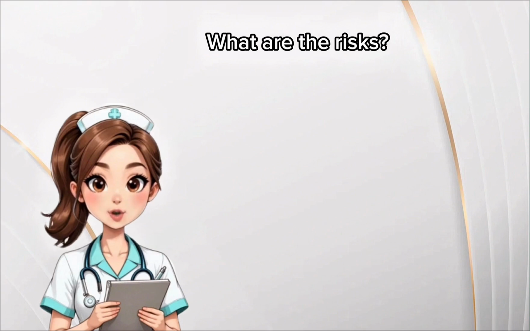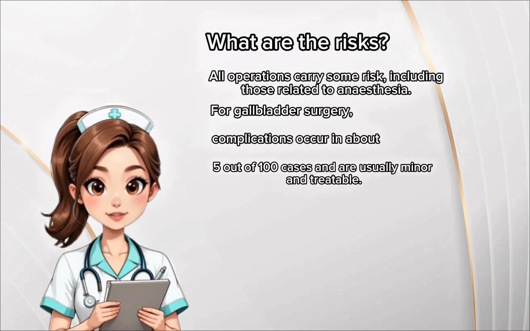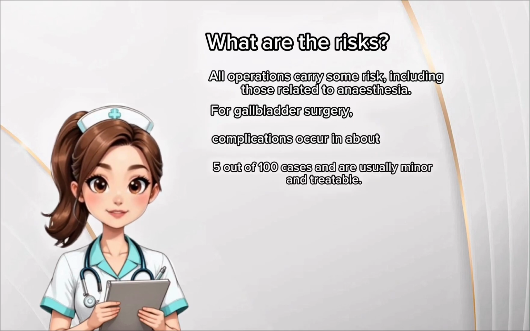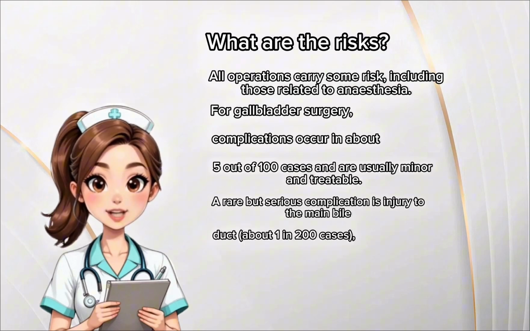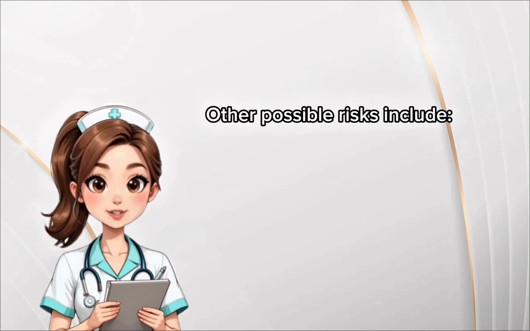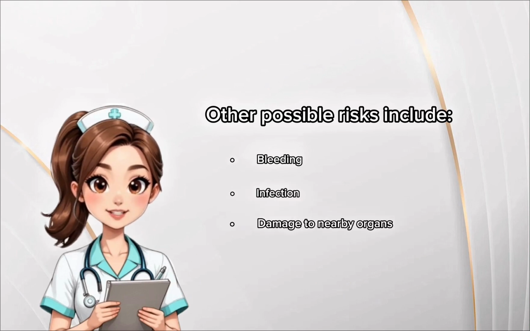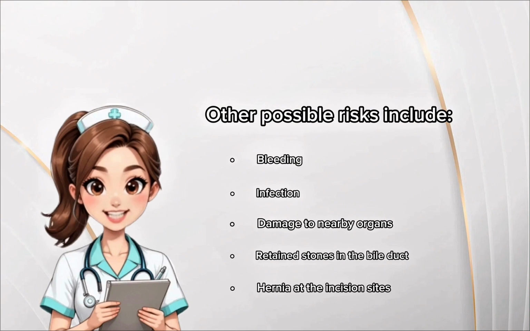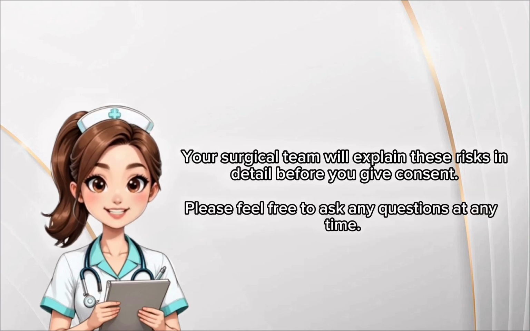What are the risks? All operations carry some risk, including those related to anesthesia. For gallbladder surgery, complications occur in about 5 out of 100 cases and are usually minor and treatable. A rare but serious complication is injury to the main bile duct, about 1 in 200 cases, which may need repair during or after surgery. Other possible risks include bleeding, infection, damage to nearby organs, retained stones in the bile duct, and hernia at the incision sites. Your surgical team will explain these risks in detail before you give consent. Please feel free to ask any questions at any time.